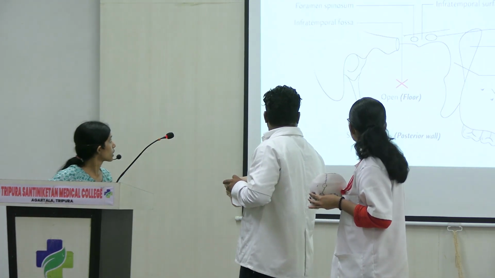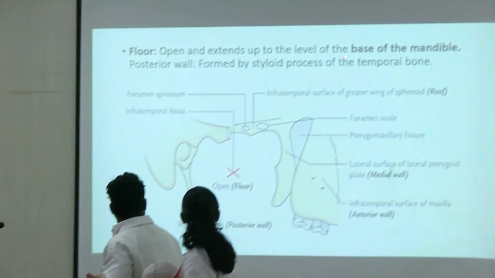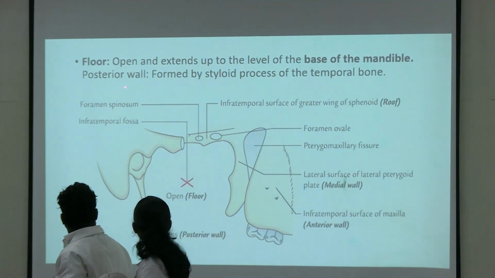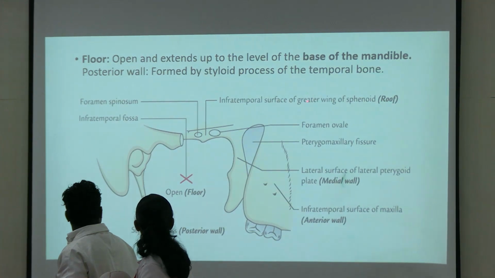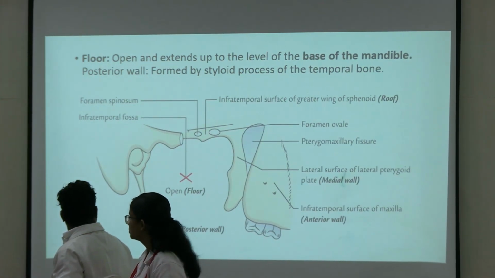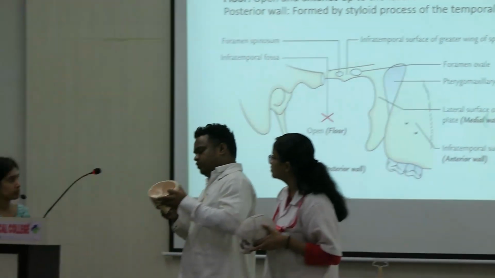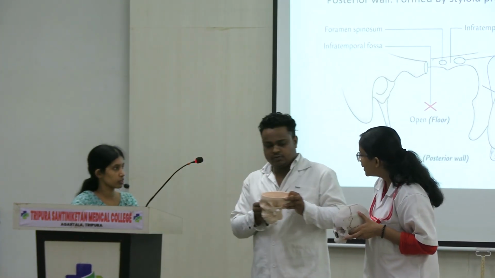Next, floor extends up to the level of the base of the mandible, and posterior wall is formed by the styloid process of your temporal bone. So show them the base of the mandible. You just show it to your friends, please.